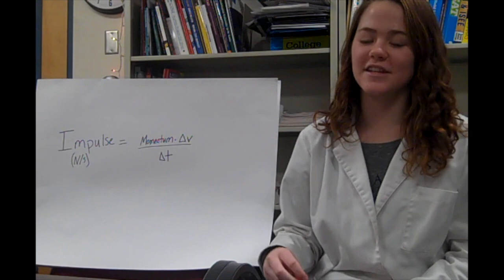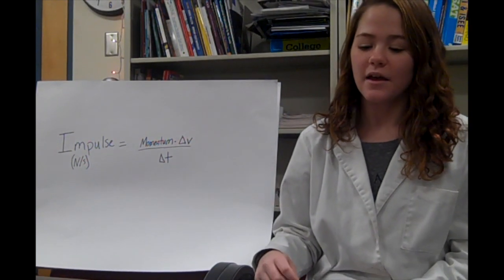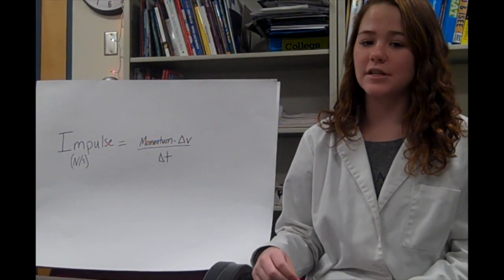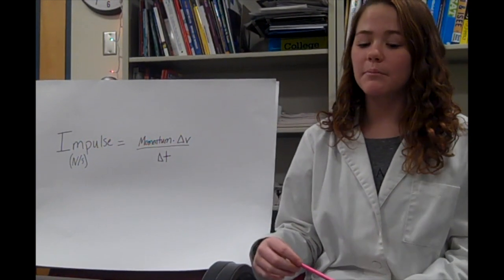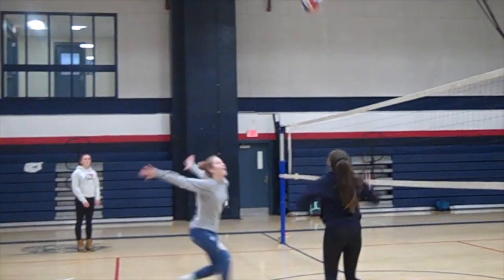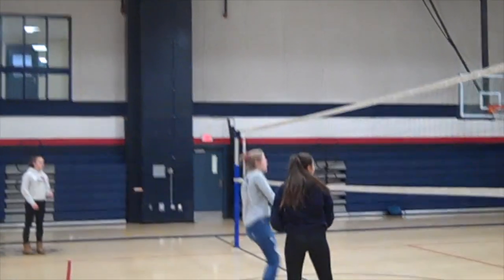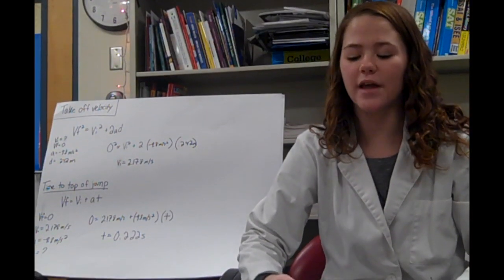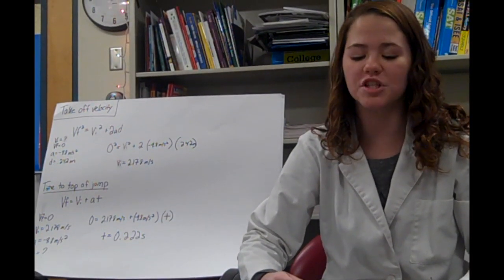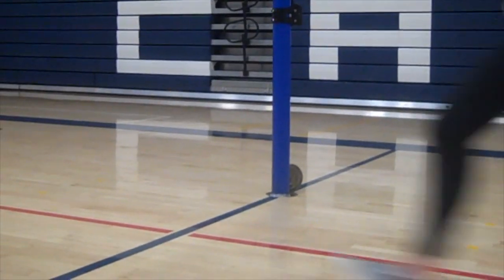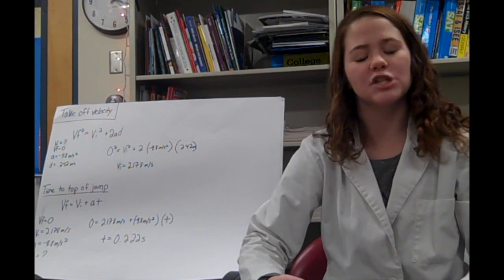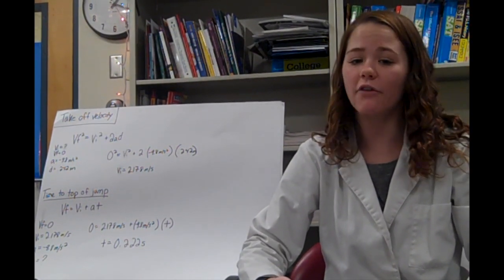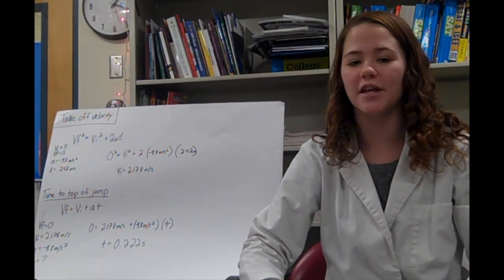There are a few key factors that go into the spiking of a volleyball. For instance, an important factor to consider is the impulse applied to the ball once you have spiked the ball. To find the impulse, you can use the formula Imp equals momentum times change in velocity over change in time. Something to take into account when spiking a volleyball is the hang time in which the player is in the air. To find the hang time of a player hitting the ball, we need to account for the height of the jump, the takeoff velocity, and the acceleration due to gravity.